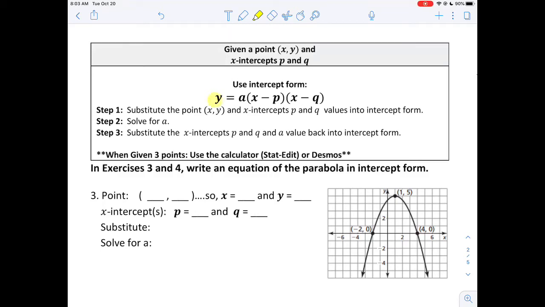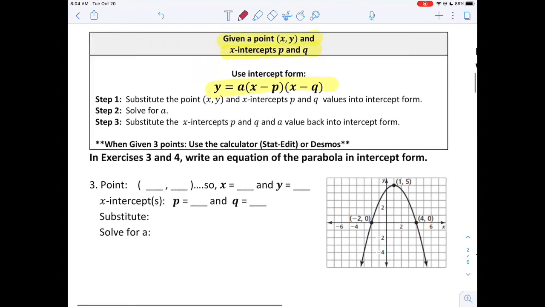We can write the intercept form of the quadratic function if we are given a random point (x, y) and the x-intercepts p and q. Our steps are similar to our other examples. So we're going to substitute the point (x, y) and the x-intercepts p and q into our intercept form of the equation. We will then only have a as an unknown, and we can solve for a. We'll then substitute the x-intercepts p and q along with a back into the intercept form to write our final equation. So let's take a look at what this will be.